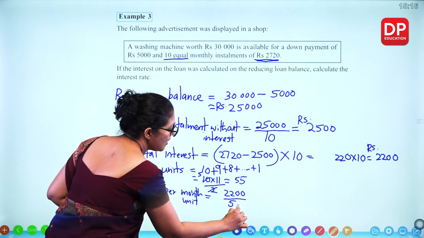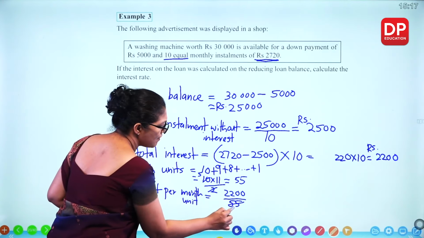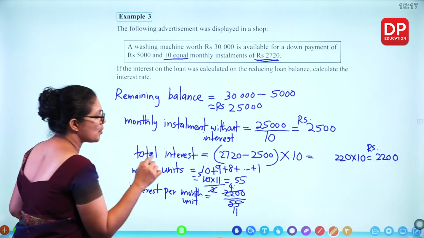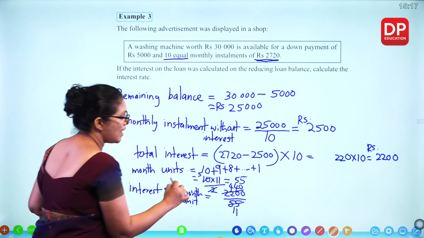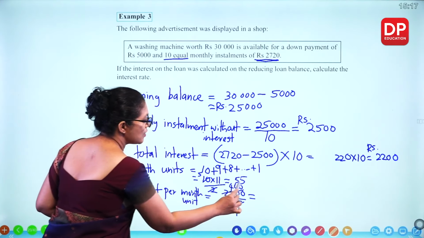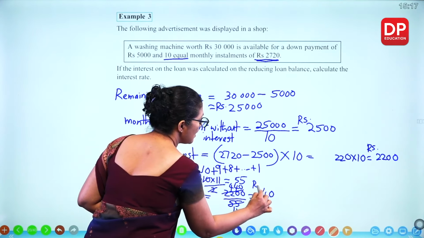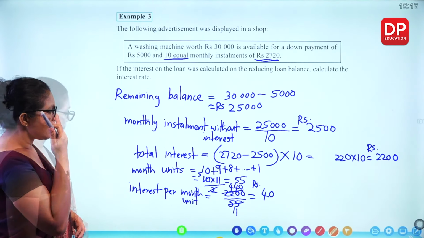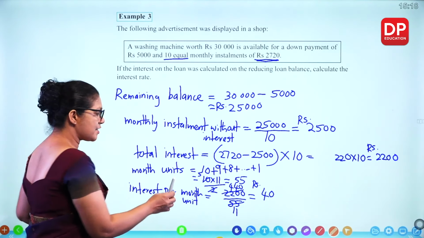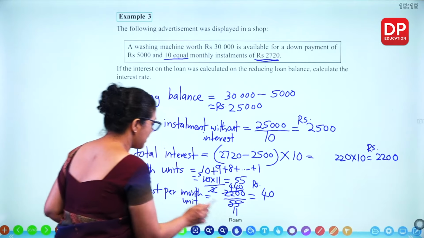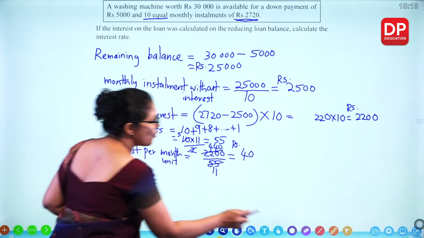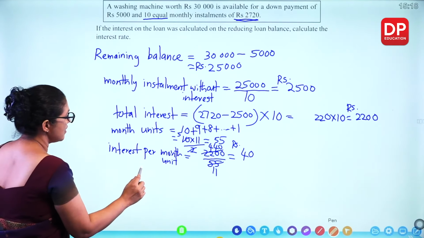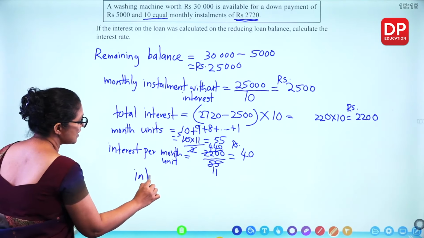2,200 divided by 55. So we'll first divide by 5. You get 11, 20. So for 20 again 4, and you can easily divide by 11. So 40 rupees interest per month unit. So this is interest per month unit, and you are paying 40 rupees for 2,500. So what's the interest rate?